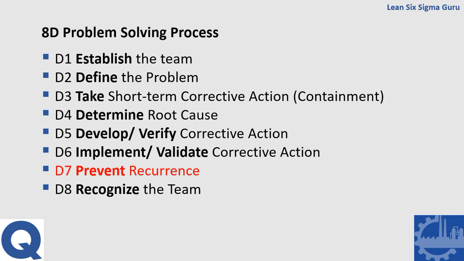D5, develop and verify corrective action directly tied to the root cause. D6, we implement and validate corrective actions. And in D7, we take actions to prevent recurrence. And that's what we'll address here.